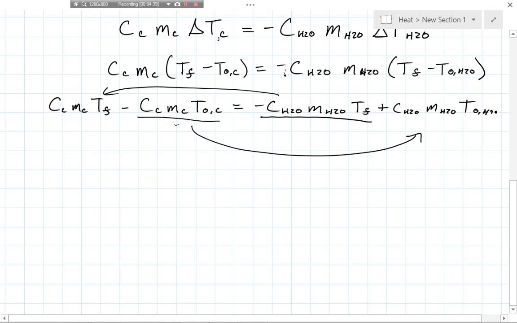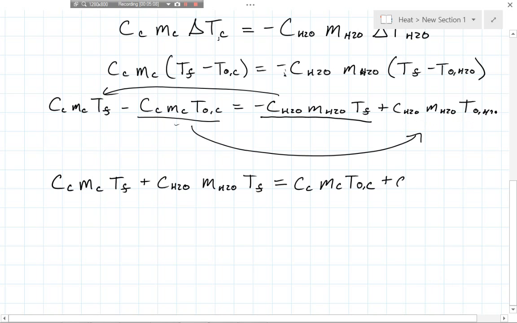So what I'm going to be left with is the specific heat for the Coke times the mass of the Coke times the final temperature, plus, from this term over here when I add this over, the specific heat of the water times the mass of the water times its final temperature. And this is going to be equal to, so I'm going to move this over to the right side, the specific heat for the Coke times the mass of the Coke times the initial temperature of the Coke, plus this term here, the specific heat for the water times the mass of the water times the initial temperature for the water.